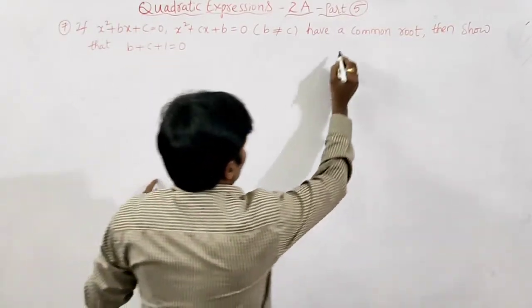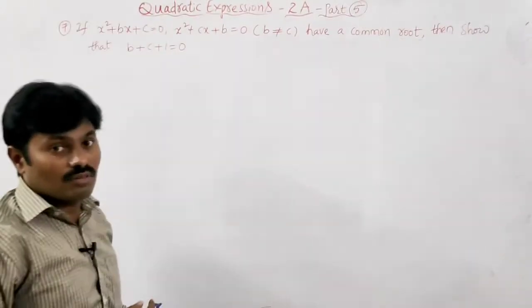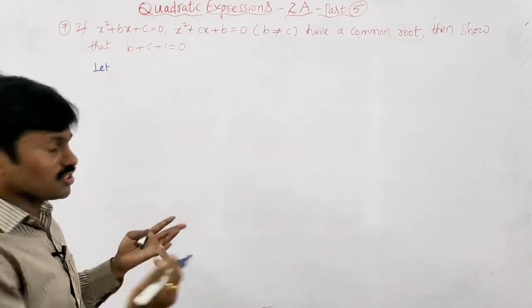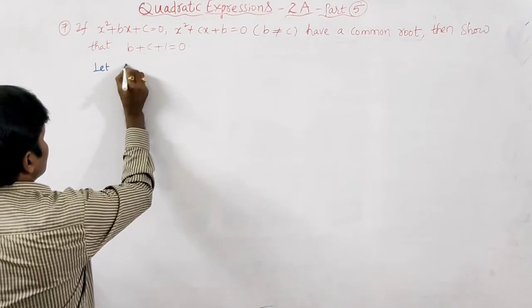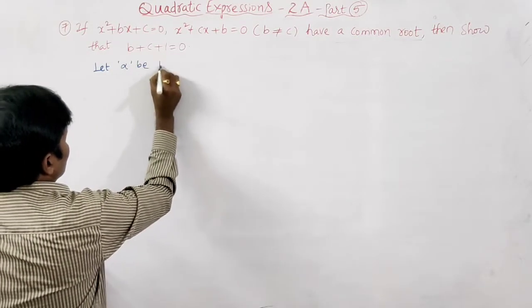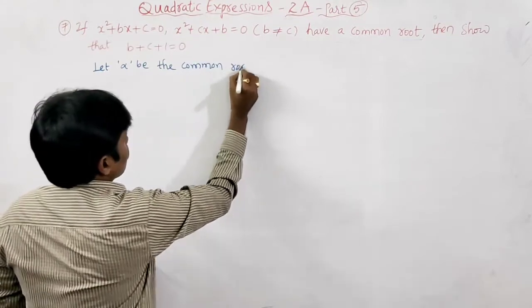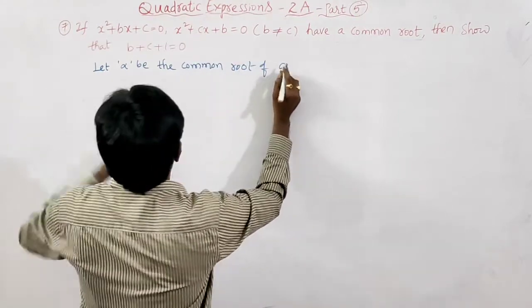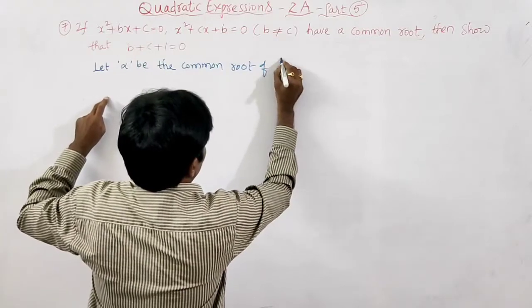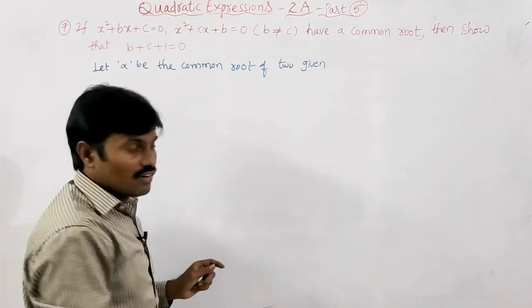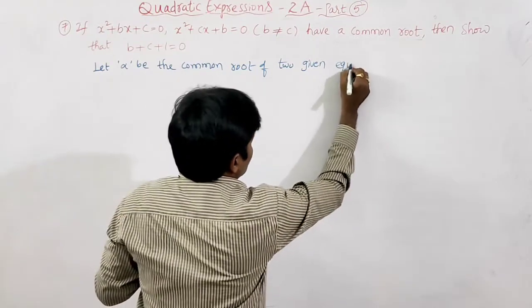Both the equations have a common root. Let that common root be alpha. Okay, any letter, you can take k also, no issue. Now let alpha be the common root of these two given equations.